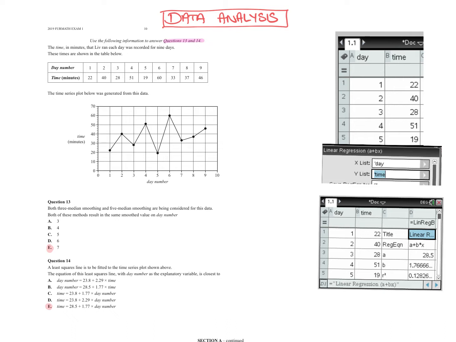Okay, so you have to say on which day they would produce the same value. So I'm going to do, in the pink, a 3 median smoothing. When you do 3 median, you look at the first 3 numbers, and if you have 3 numbers in order, it'll be the second one in from lowest to highest.